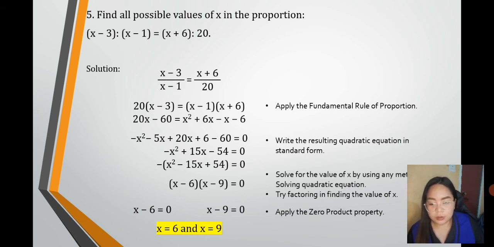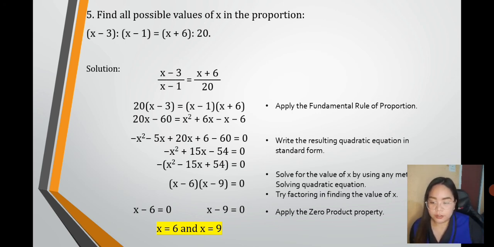So, write the resulting quadratic equation in standard form. So, ang mauuna is yung may squared. Negative x squared minus 5x plus 20x plus 6 minus 60 is equal to 0. So, baba lang natin yung negative x squared natin. And negative 5x plus 20x is positive 15x. And negative 60 plus 6 is negative 54.